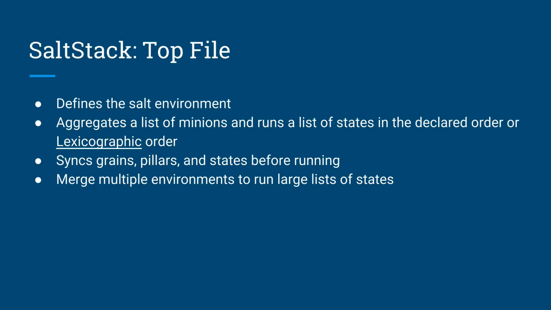The top file is ordered in the list that you write it in. So if you say you're going to do Apache first and then Nginx, or Nginx and then Apache, it will go ahead and execute in that order, unless you configure the Salt master to execute them lexicographically, which is A to Z.